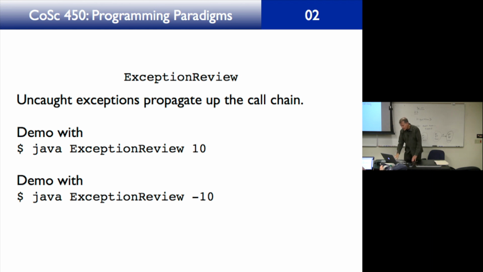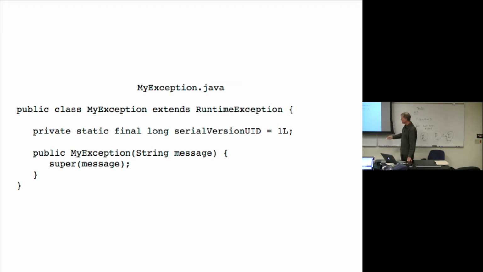So let's take a look. We're going to demo this next one, this exception review, with a 10 and a -10. But let's take a look at the code. So myException.java is going to extend a runtime exception. Here's the version number, and here's the constructor for myException. All we're going to do is just call the super message. We're not going to pass anything to it.